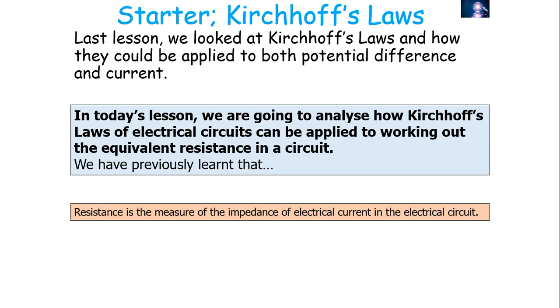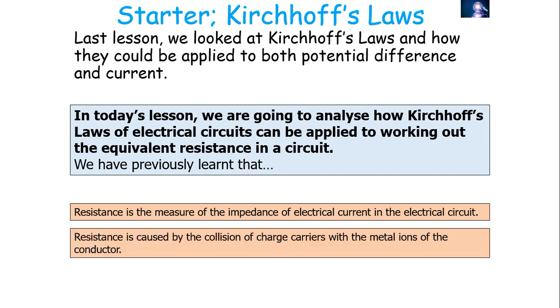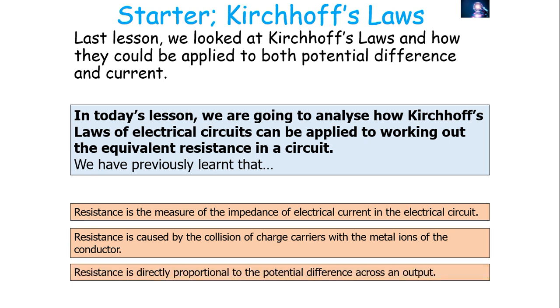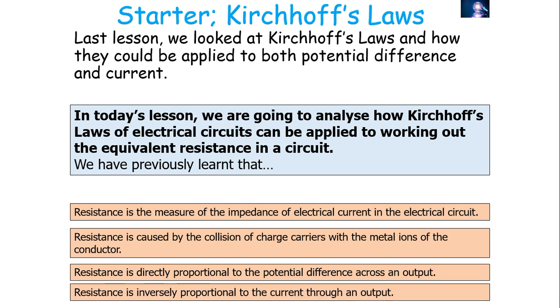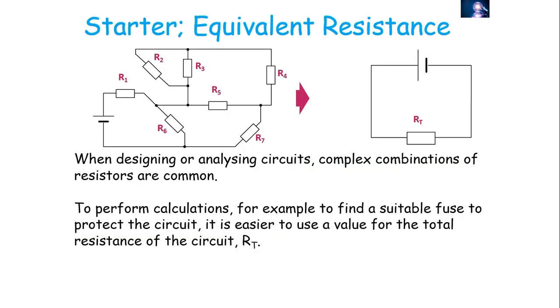So, we're going to now try and apply this to the concept of resistance. Now, resistance is a measure of the impedance of electrical current in a circuit. It's caused by the collision of mobile charge carriers with the metal ions of the conductor. Resistance is directly proportional to potential difference in a DC circuit, but it's inversely proportional to the current through an output. Now, when we're designing or analysing circuits, we can have complex combinations of resistors.